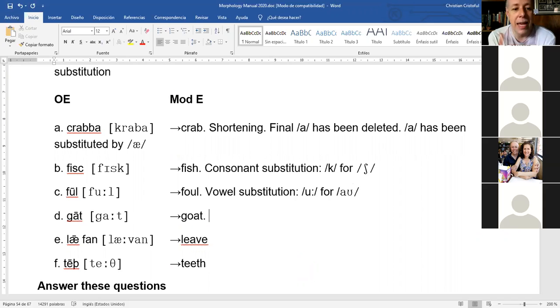Before, people would say God. Now we say goat. What is it? Vowel substitution. Yes, excellent. So, what for what? The vowel for the diphthong. Excellent. Super.